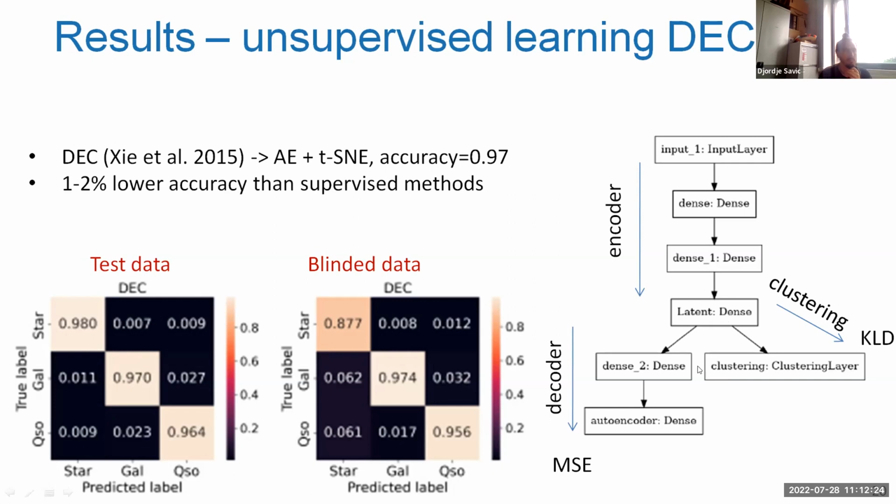Basically, during training we at the same time minimize the mean square error for the reconstruction error of the autoencoder, while for the clustering we minimize the Kullback-Leibler divergence with the help of t-distributed stochastic neighbor embedding.